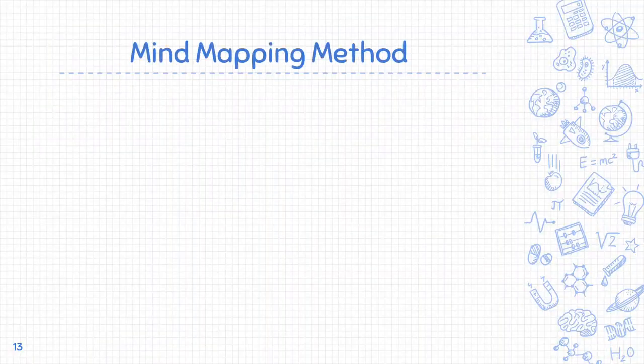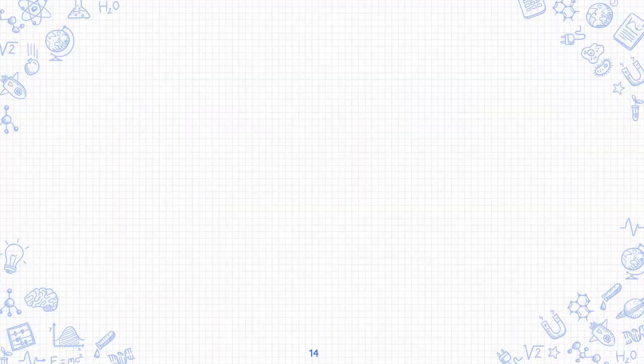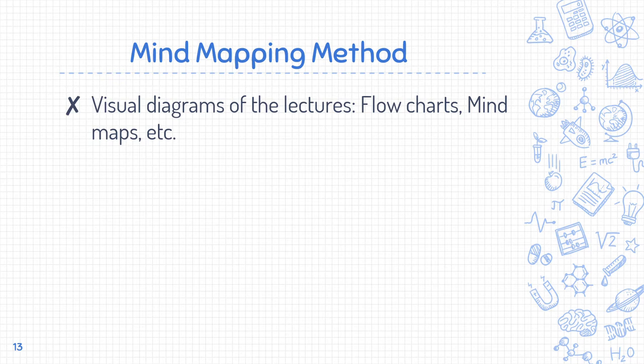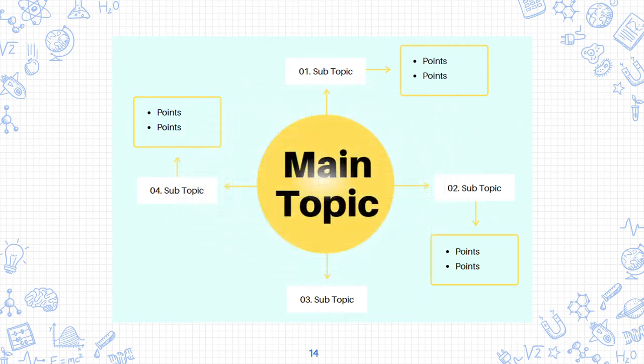Now we are talking about the mind mapping method. Sorry, visual diagrams of the lectures. It could be a flowchart, mind map, or whatever you want to go for. Basically, a visual diagram. Here's how a mind map looks. Main topic, subtopic, points, bullet points. This is the whole thing, the whole shenanigan. All right. This is a format, okay, as you can tell.